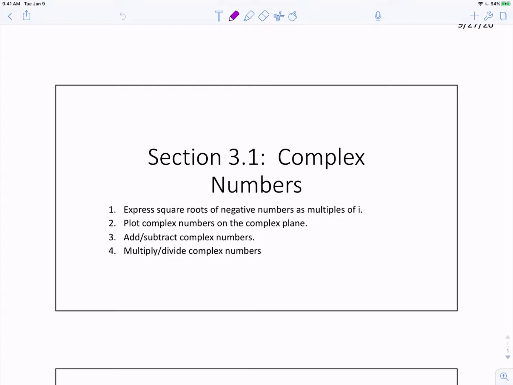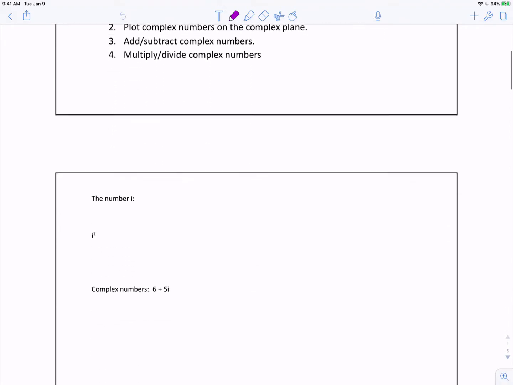Section 3.1, Complex Numbers. In this section, we'll express square roots of negative numbers as multiples of the number i, plot complex numbers on the complex plane, add and subtract complex numbers, and finally multiply and divide complex numbers. And I think even though the title says complex, you're going to find this section extremely easy.